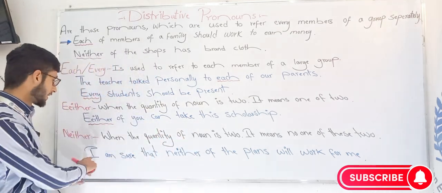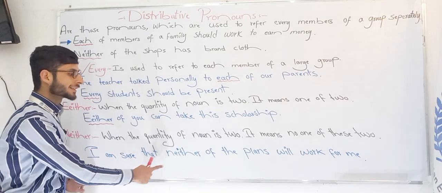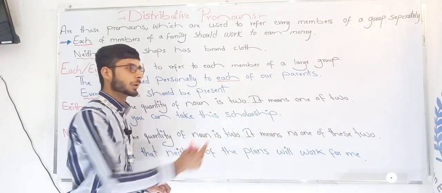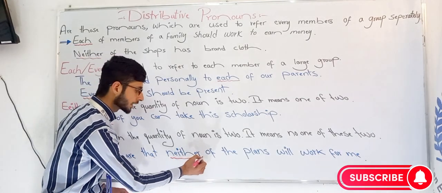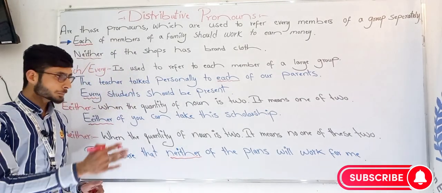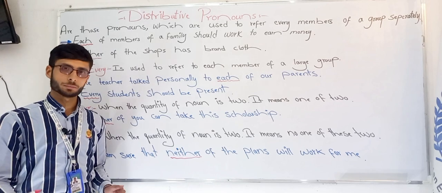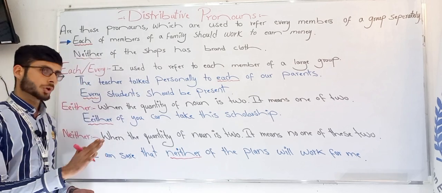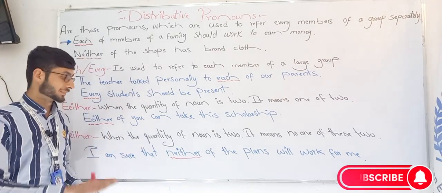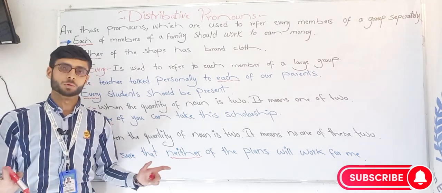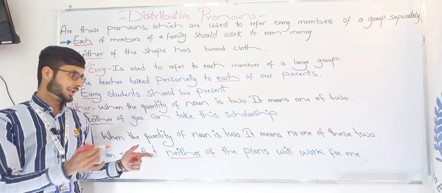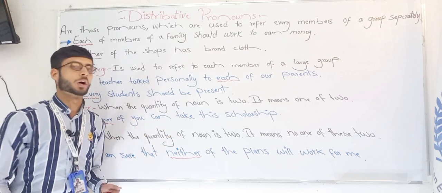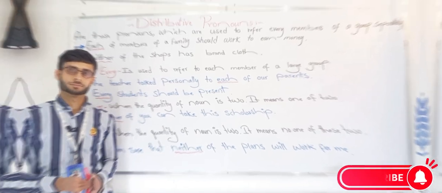Like this sentence: I am sure that neither of the plans will work for me. Where is the distributive pronoun? There is a distributive pronoun that's called neither. For example, there are two plans for me. I want to say, I'm sure, من مطمئن و متيقن هستم that neither of the plans will work for me. هر دو از این پلانا برای من کار نمیده. یعنی نه این پلان قبول دارم نه آن پلان قبول دارم.